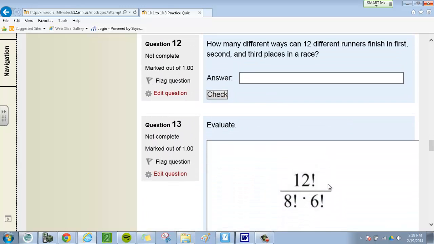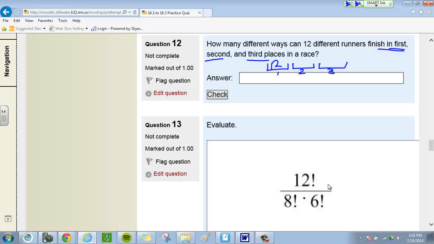Okay, number 12. How many different ways can 12 different runners finish in first, second, and third place? Because this order matters. First, second, and third. You don't want to be in second, you want to be in first. You don't want to be third, but you'll take second over third. So we have three spots. How many options do we have for the first spot? Well, we have 12 options.